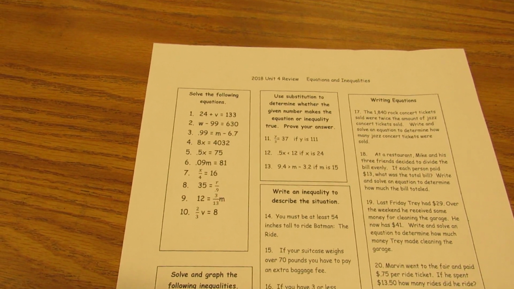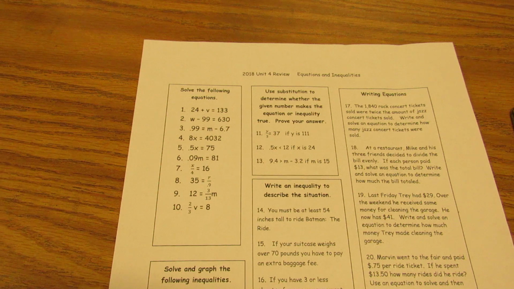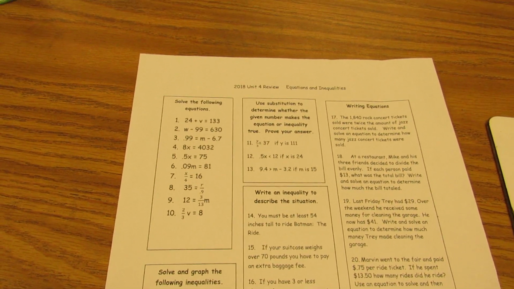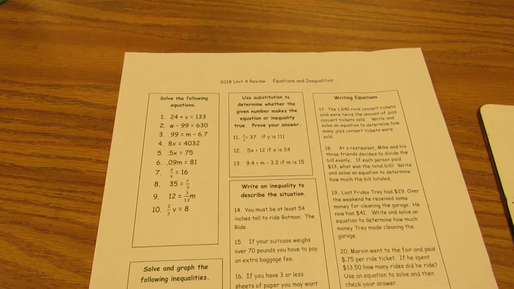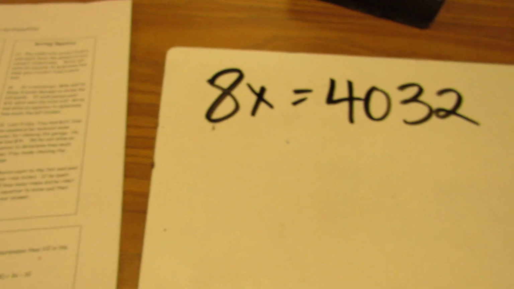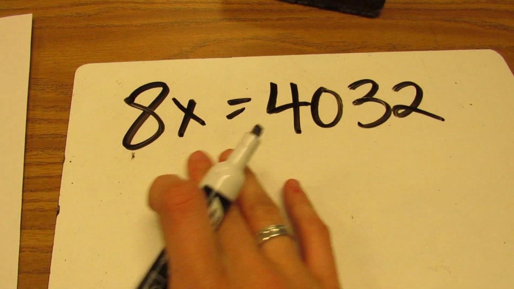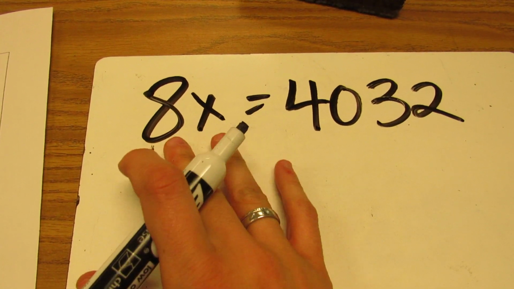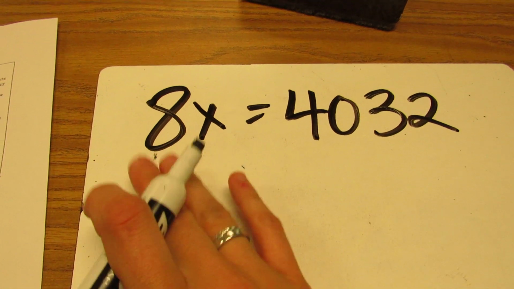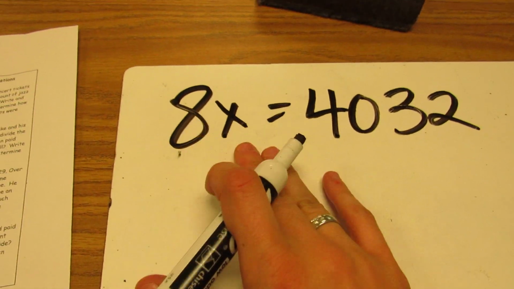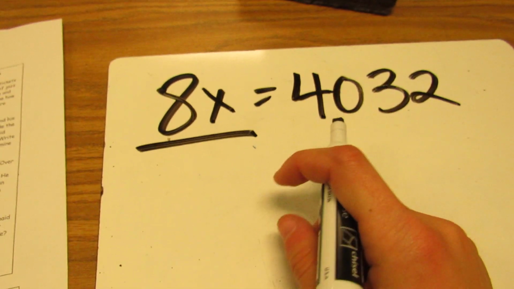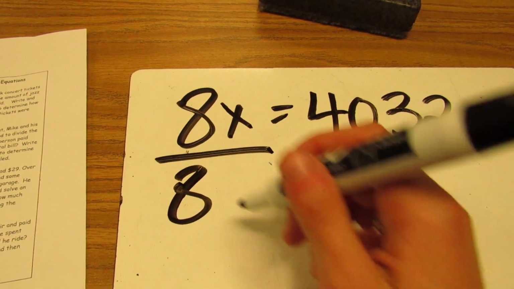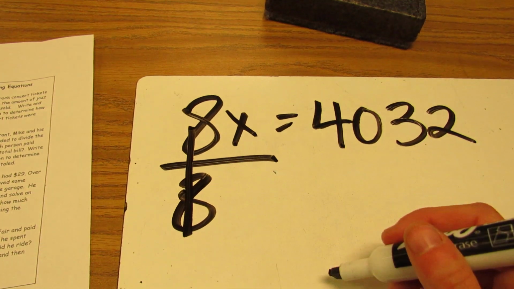So if we look at number 4, number 4 says 8x is equal to 4,032. Okay, this is a product, meaning that I multiply 8 and x, so multiplication is what's happening here. I need to find the inverse operation, so that's division. I'm going to have to divide, and in order to get x by itself, I divide by the coefficient. That's 8. 8 divided by 8 is 1.